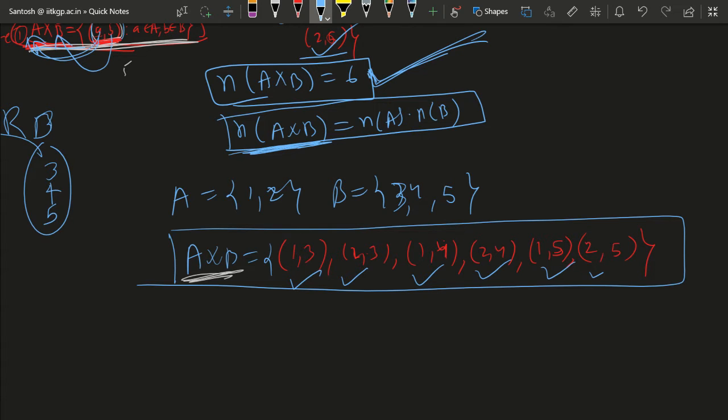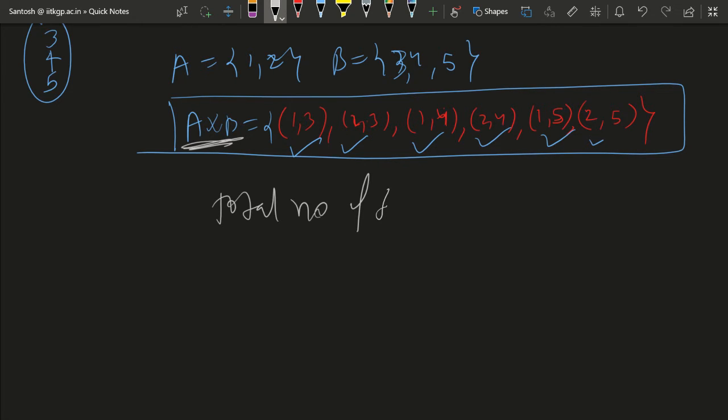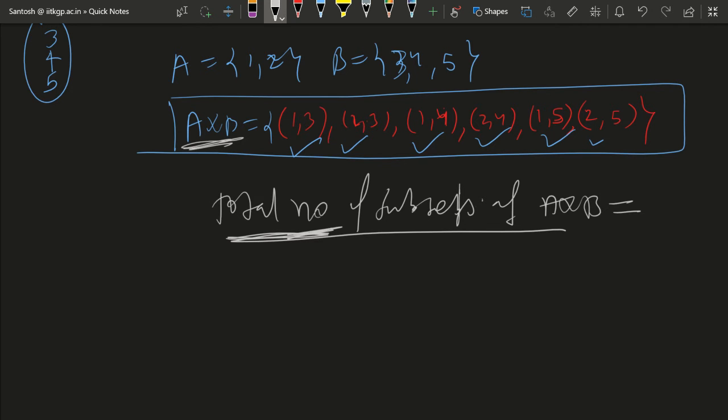So definition is any subset of A cross B is a relation from A to B. Okay. So tell me any one subset. If I ask you total number of subsets of A cross B, can you tell me how many total subsets are there? Total number of subsets I'm asking.